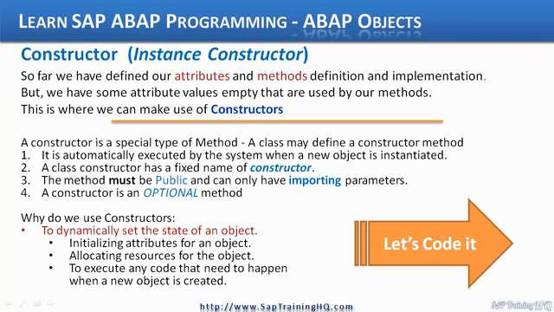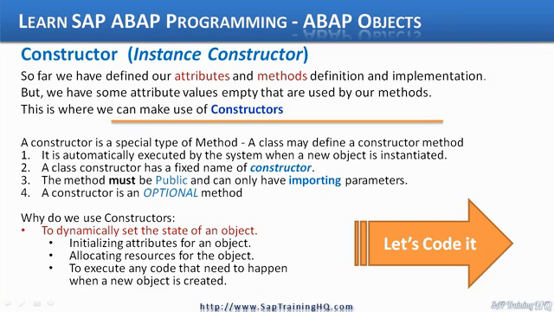So what we're going to do is make use of a constructor in our class. Now, what is a constructor? Well, a constructor is a special type of method. And we have the option, when we are defining a class, of defining a constructor method. Now, a constructor method is automatically executed by the system when we instantiate a brand new object. So as soon as we create an object, this method gets fired and any code within it gets run.